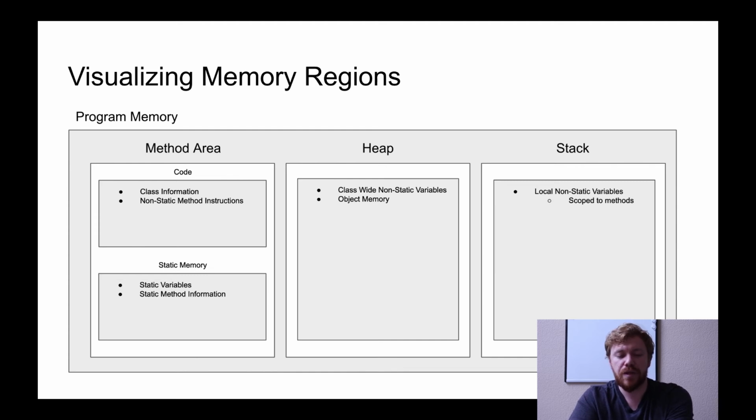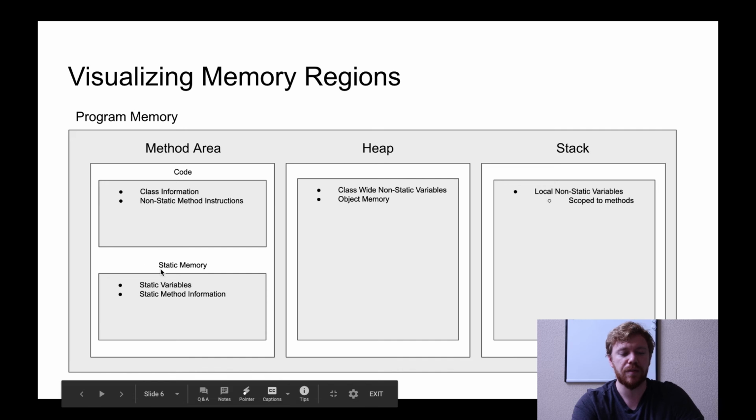The static memory holds static variables and static method information. This is why static can work so differently from non-static. It's because it has its own separate region. When your program compiles, it will go through all of the different classes that you have, find all the static variables, and put them, as well as static methods, the instructions, into this static memory region.